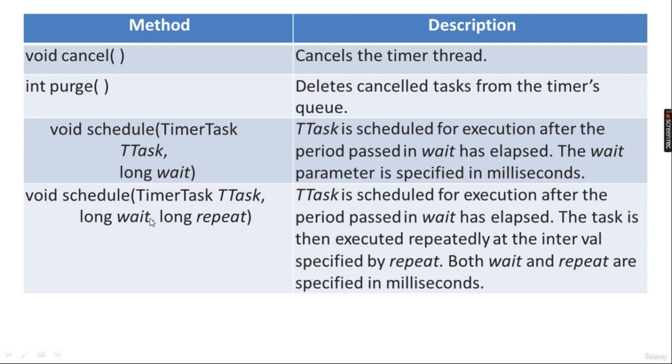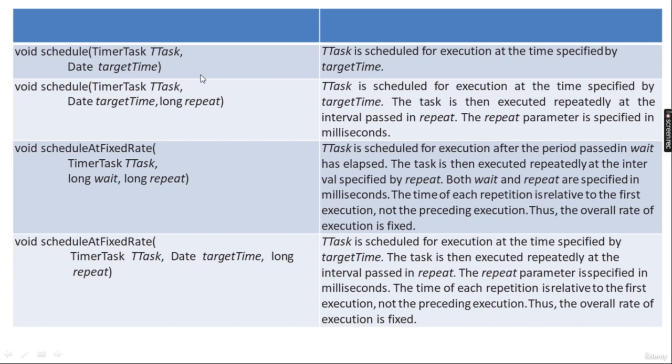After this wait, the first task is done. After this repeat milliseconds, this task is repeated. After again this many milliseconds, this task is again repeated. Void schedule(TimerTask tTask, Date targetTime). The task is scheduled for execution at the time specified by target time.